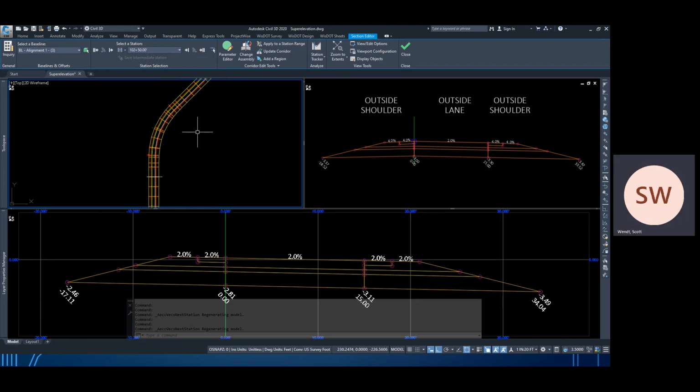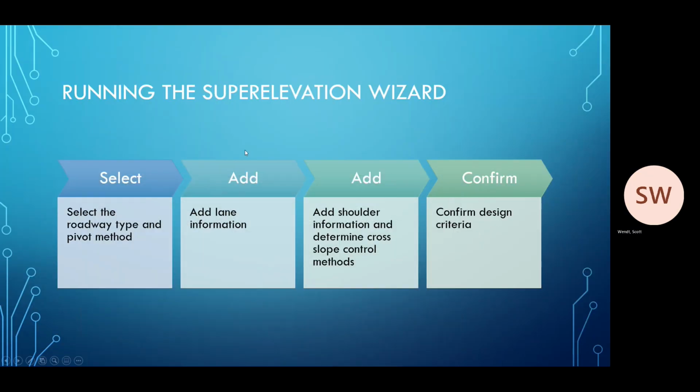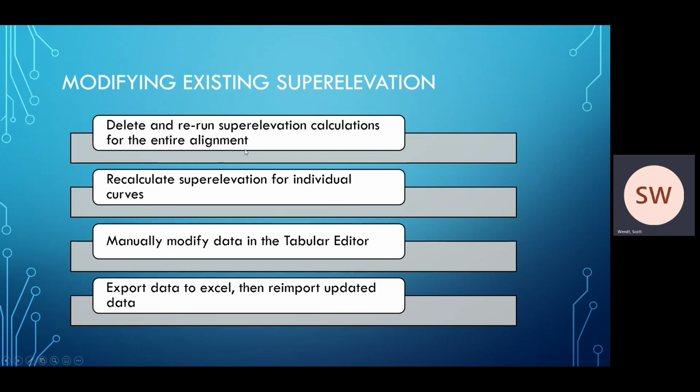Now let's talk about how we edit existing data that's there. So we have a couple options when we're modifying our existing elevation data, super elevation data. First, we can delete it or rerun our super elevation calculations for the entire alignment, and we'll overwrite what's there. Another option is we can use the curve editor and change data for separate curves and then recalculate it for that curve only using that new data.